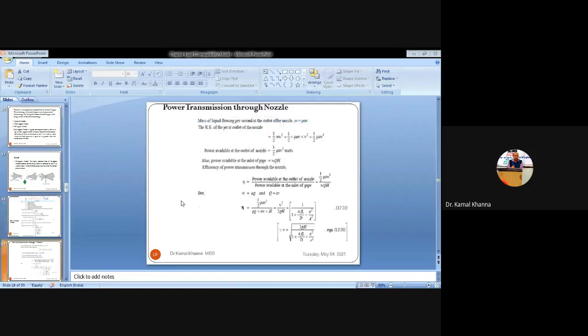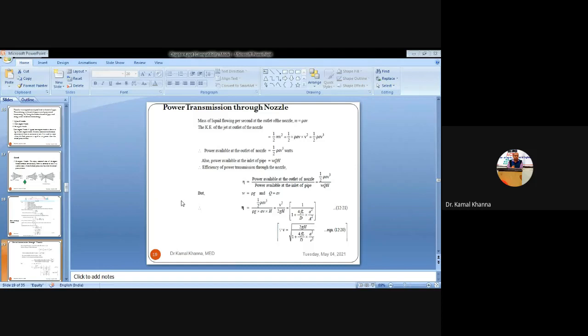Next is how we'll calculate the power that is being transmitted using the nozzle. So whether you have installed a converging nozzle or a diverging nozzle at the end of the pipe, you have to calculate the power that is being transmitted using the nozzle. So what is the power that is being transmitted using nozzle? We all know that the mass of liquid that is flowing per second at the outlet of nozzle is always m is equal to rho into a into v. What is rho here? It is density, a is area, and v is the velocity of flow. So this is nothing but the rate of flow or the discharge.